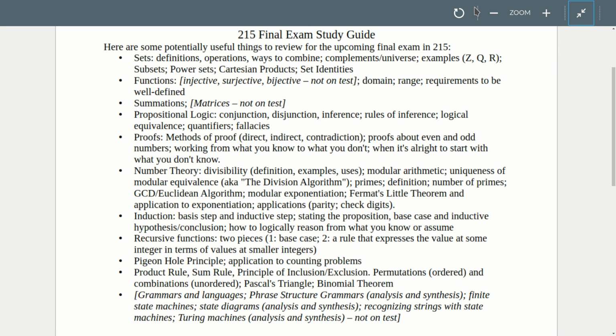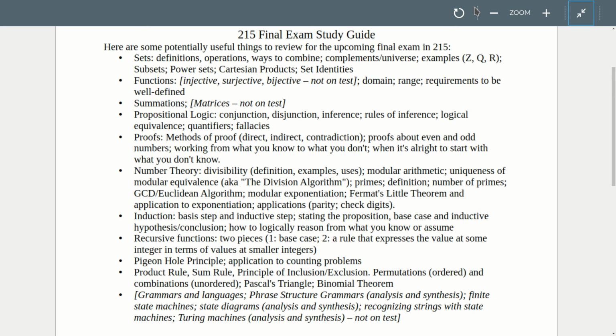Product rule, sum rule, principle of inclusion-exclusion. This was your last homework, right, which we talked about on Monday. Taking a task and breaking it into a series of tasks in succession, that's the product rule. Breaking it into a series of tasks that we can choose from, that's the sum rule. And then inclusion-exclusion is this idea that if you take a union of 2 sets, you end up with possibly fewer things than the sum of the number of things in each set. Because if there's things in both sets, they only appear in the union once. And we saw some problems related to that.